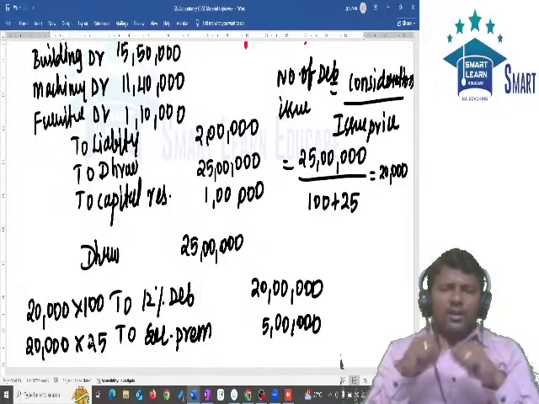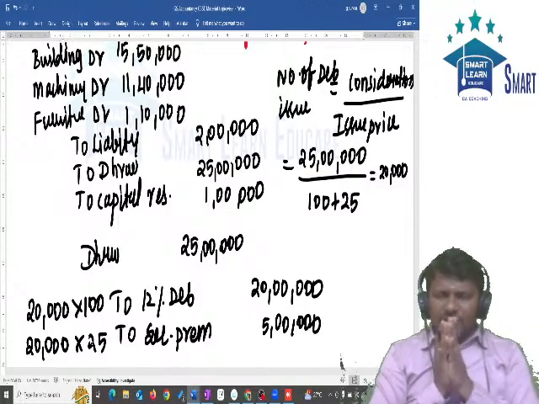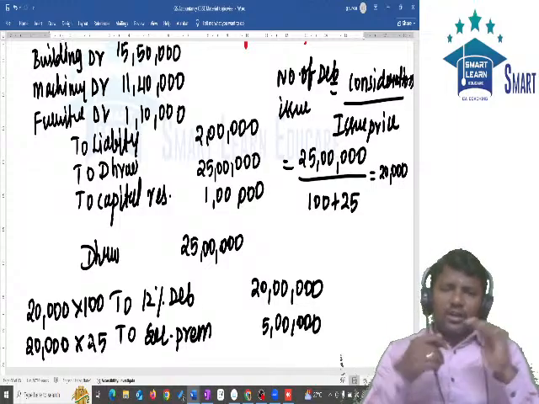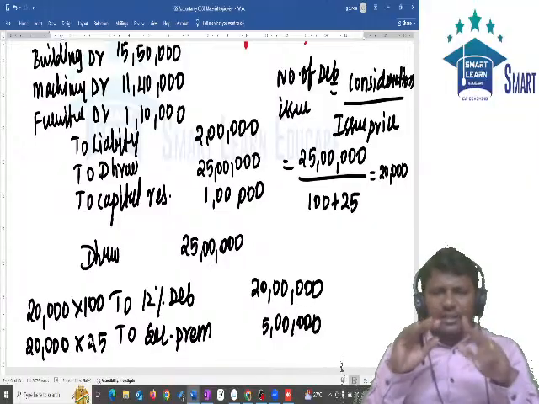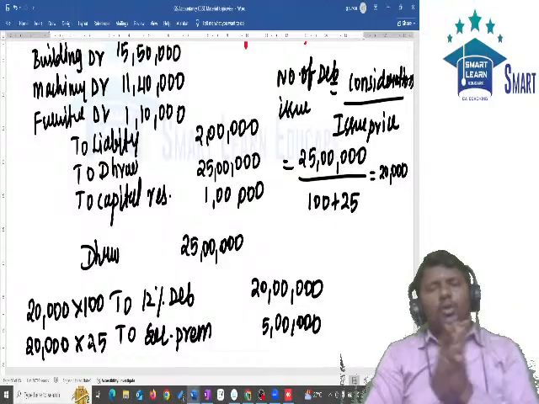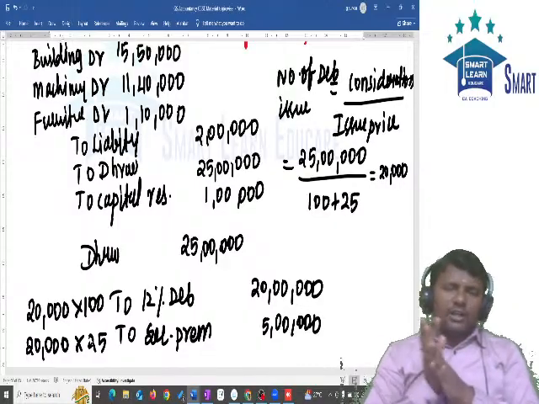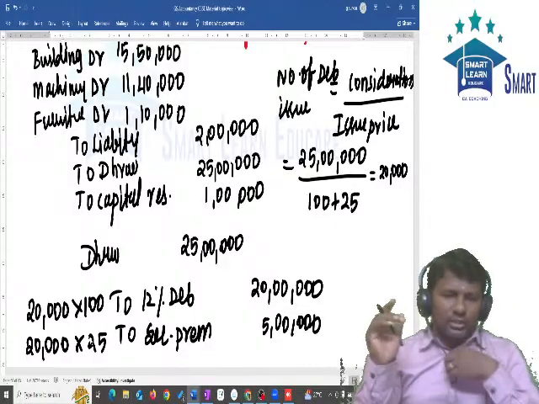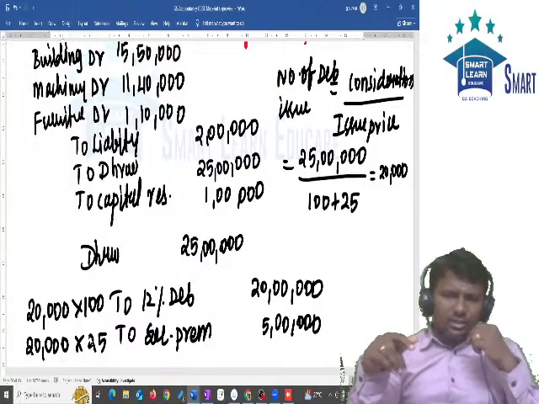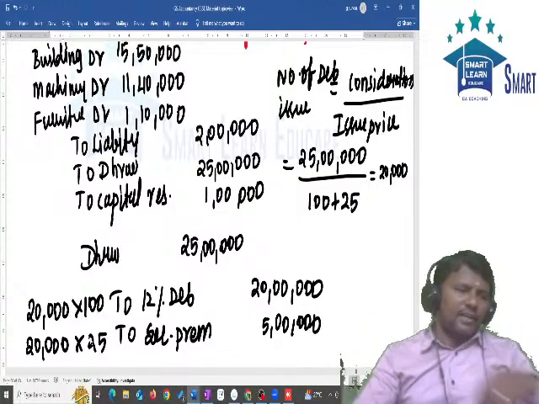Consideration is 25 lakh. We need to issue 100 rupee debentures at a premium of 25. If it is a discount of 25, it would be 100 minus 25. Here it is at a premium of 25, so 100 plus 25 is 125. 25 lakh divided by 125, we found that the number of debentures to be issued is 20,000. So the final payment entry: Dhruv Limited account debit, to 12% debentures, to securities premium, 5 lakh. That's all.